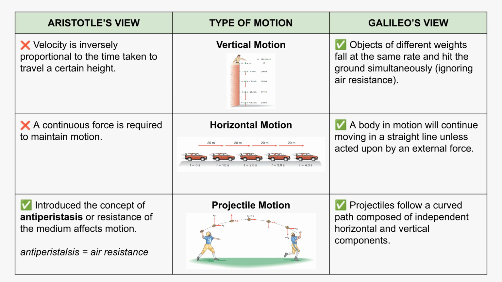Finally, for projectile motion, both agreed that medium resistance exists, but Galileo was correct in analyzing the curved path as two independent horizontal and vertical motions. This table clearly shows how early philosophy transitioned into experimental science.